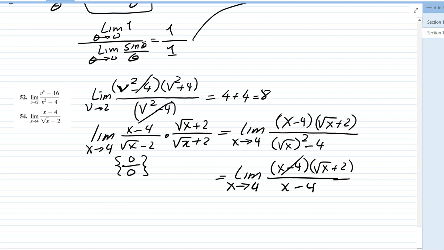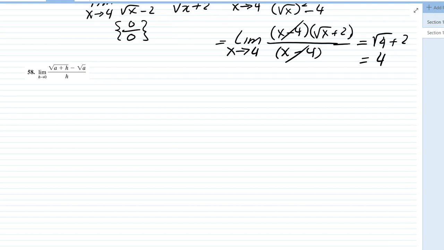Once we get it in that form, we can cross out the top and the bottom. Now directly substitute, we get square root of 4 plus 2. Square root of 4 is 2, and that is a 4. The answer is 4. You see how that works? Let's take a look at another one now.